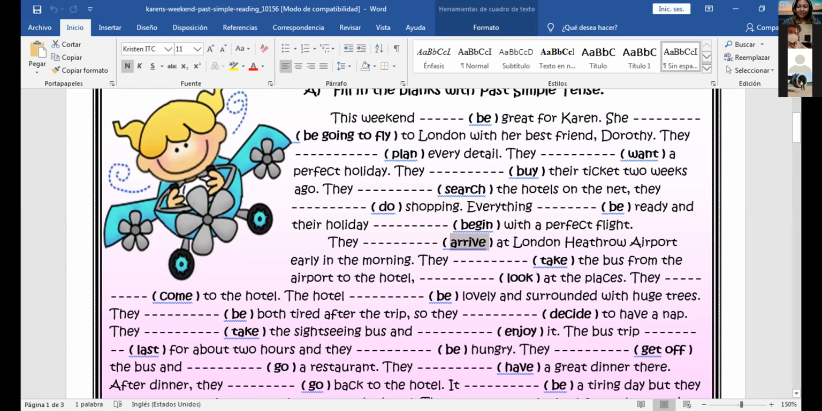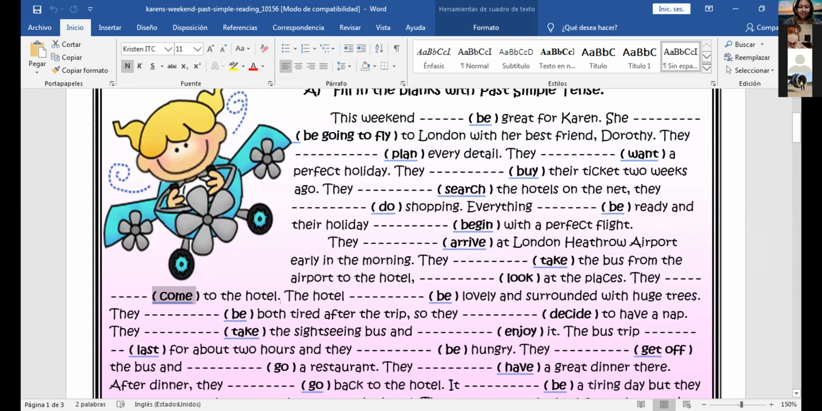They took the bus from the airport to the hotel. They looked at places. They came to the hotel. Came to the hotel.